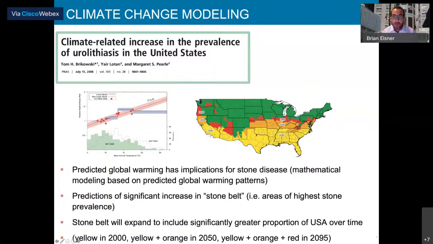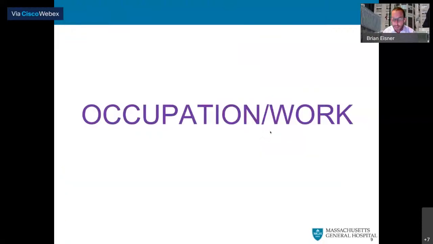And so you see that the stone belt, based on their predictions in the United States, based on these global warming predictions, is going to increase from a third of the country to close to half the country. So perhaps more business for stone surgeons in the future, but also for stone preventers, in terms of trying to counteract the impacts of heat.